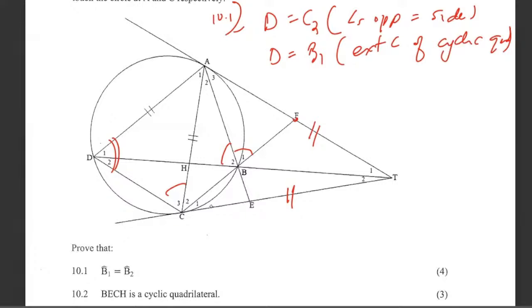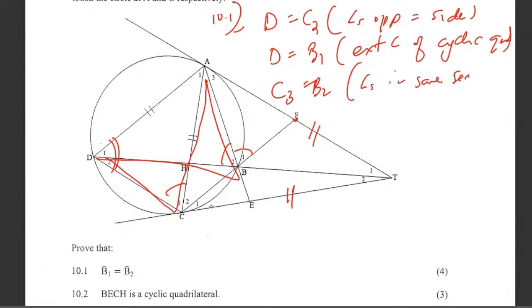We know that C3 and B2 are equal because of the bow tie. Angles in the same segment, or angles subtended by the same chord. And then since we are seeing that C3 is the same as B2, therefore B1 is the same as B2.